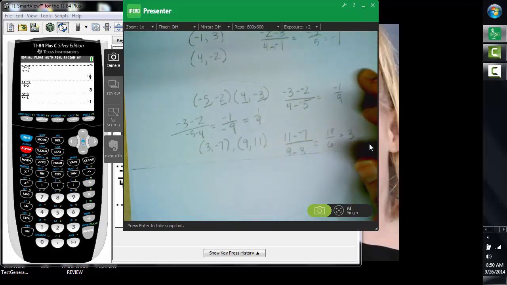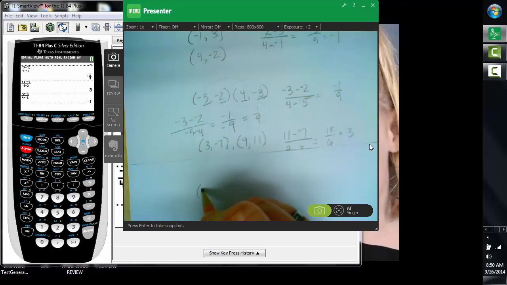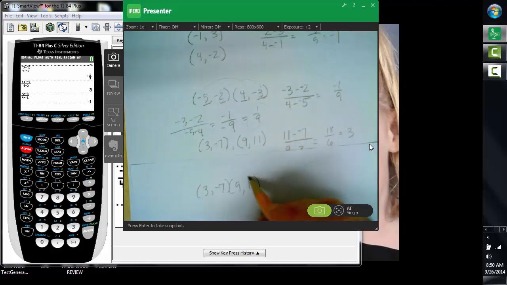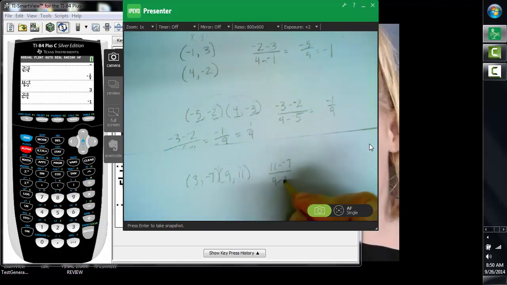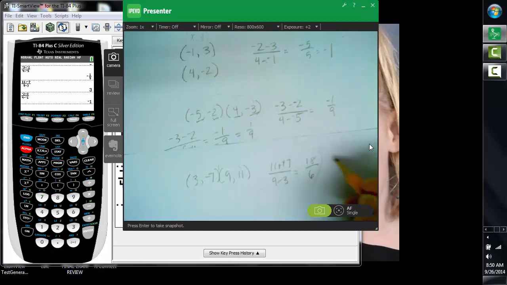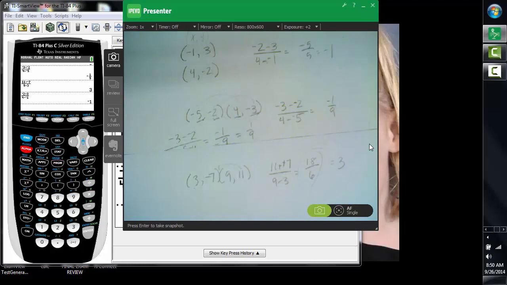In some cases, the calculator makes our lives so much easier because it will reduce fractions for you. So for instance, 3, -7, and 9, 11. If I do y minus y, it's 11 minus -7 over x minus x is 9 minus 3. Well, 11 minus -7 becomes 18, and 9 minus 3 becomes 6, but that's not your final answer. Your final answer needs to be 3.